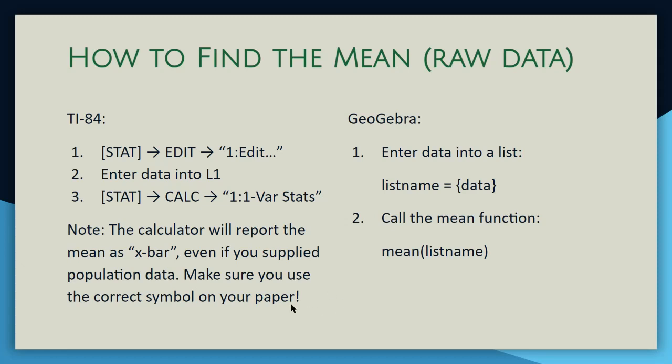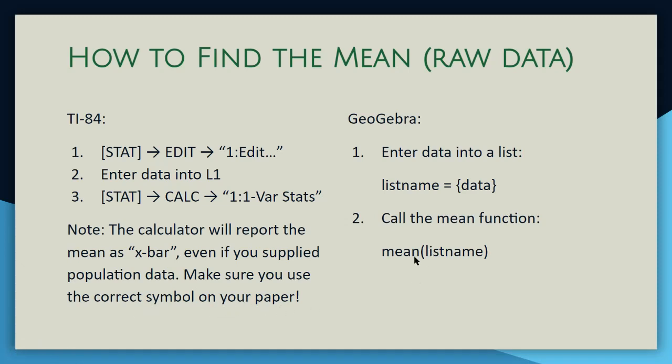But you should note that your calculator is going to report that mean as x bar, even if you supplied it with population data, because the calculator can't tell whether you entered population data or sample data. And in terms of the code that it's running on, it doesn't matter because the equation is the same for both. And so it defaults to x bar. It's up to you to make sure you're using the correct symbol on your paper.